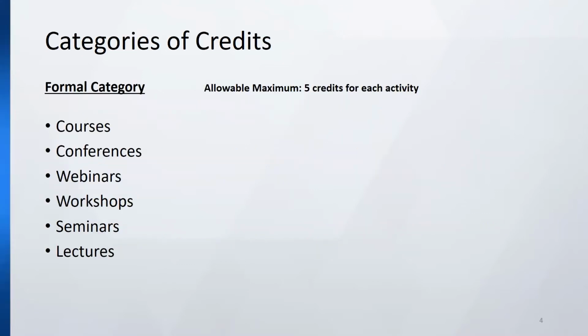There are generally three categories of credits. Number one is formal. Anything that you take that is scheduled or has an official document of what you've taken is called the formal category. Any courses, webinars, lectures, or workshops that you attend will fall under the formal category, and the allowable maximum in this case is 5 credits for each activity. We're not limiting you to a certain number of courses or workshops that you're taking. You could definitely take as many as you want.